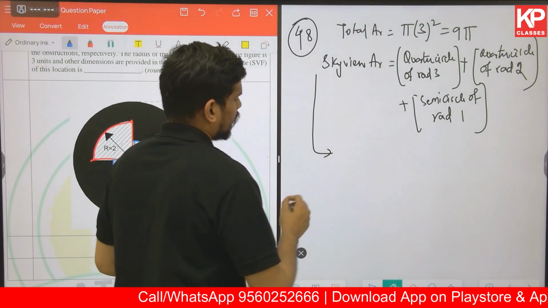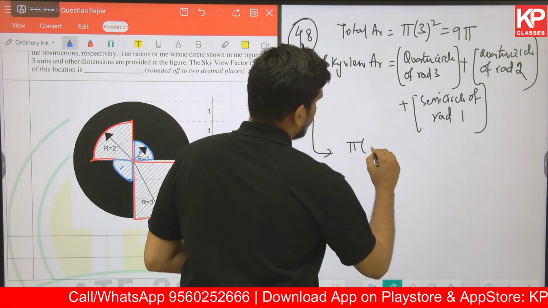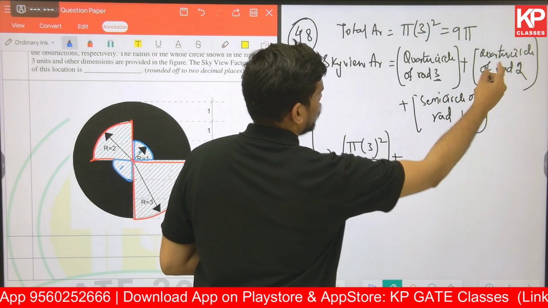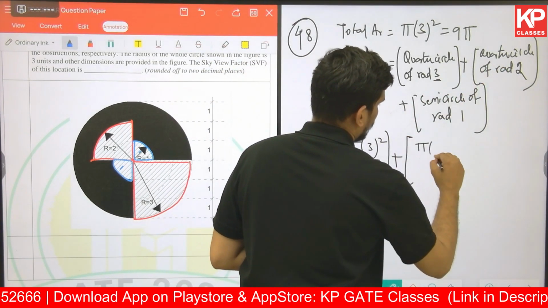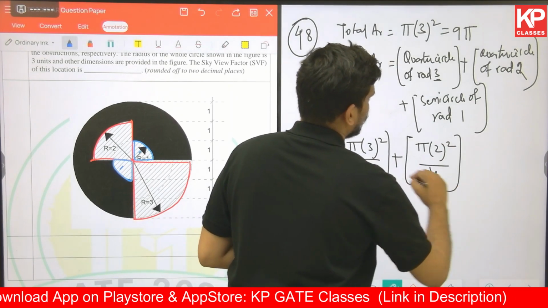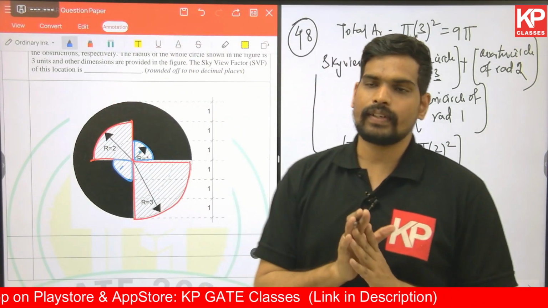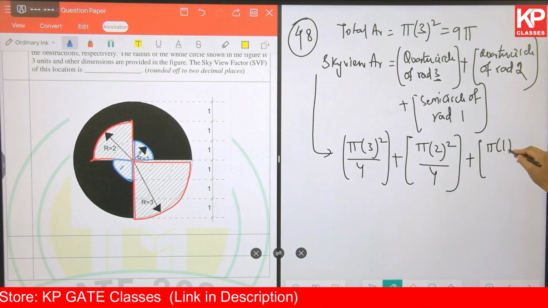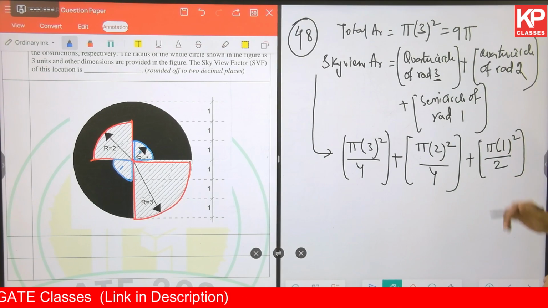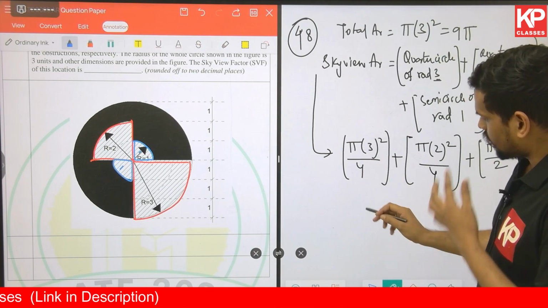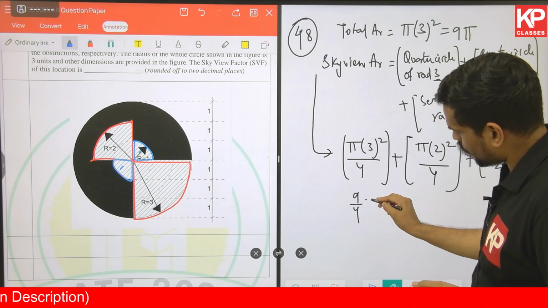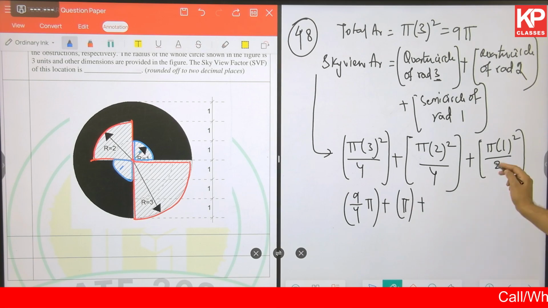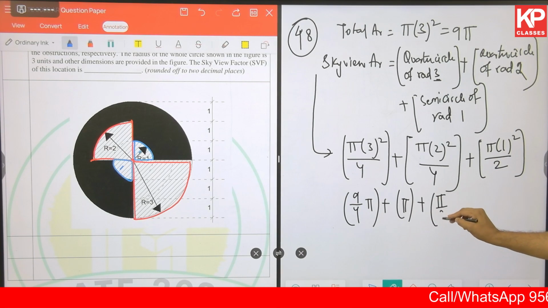So what is the quarter circle area of radius 3? That will be pi r square by 4, where r is 3. Next, quarter circle of radius 2, again it is pi r square by 4, by 4 because it is a quarter circle. Pi r square is the area of a circle. Finally, the semicircle of radius 1 will be pi r square by 2, where r is 1. So simplify this. 3 square is 9, so this is 9 by 4 pi, plus this is going to be pi, plus this is going to be pi by 2.